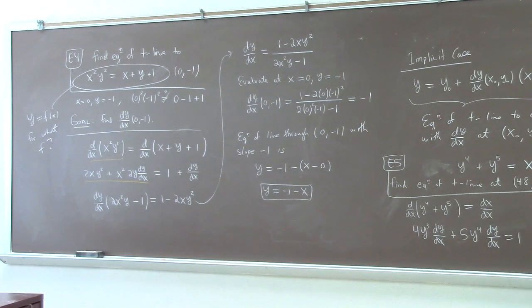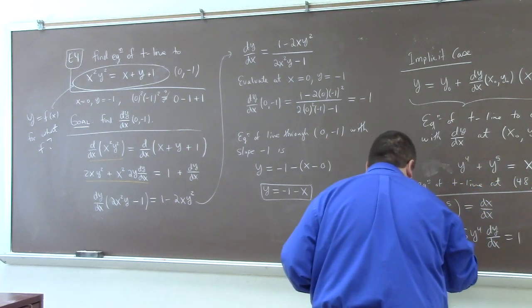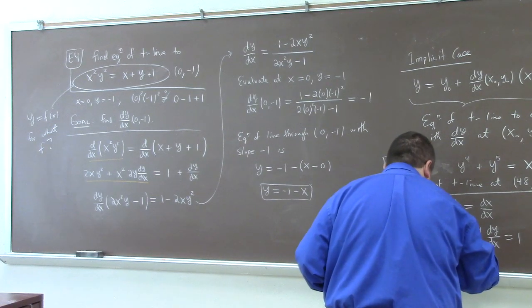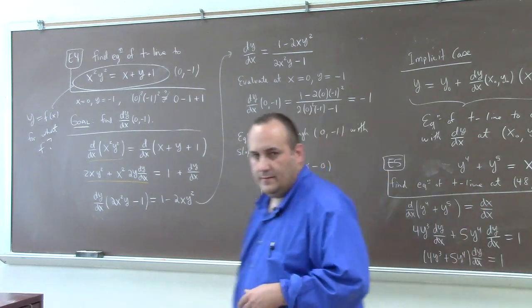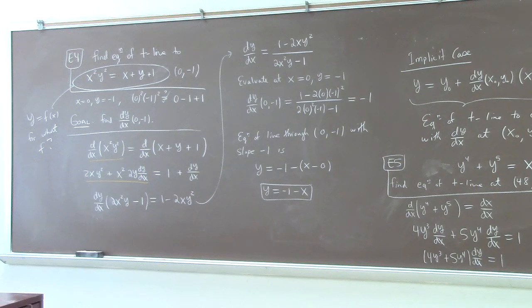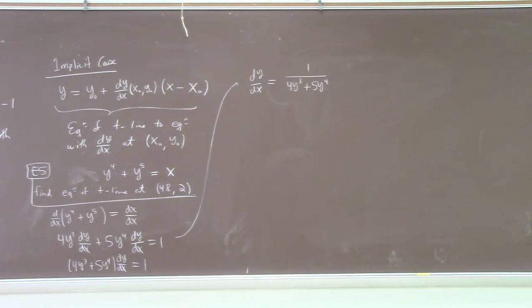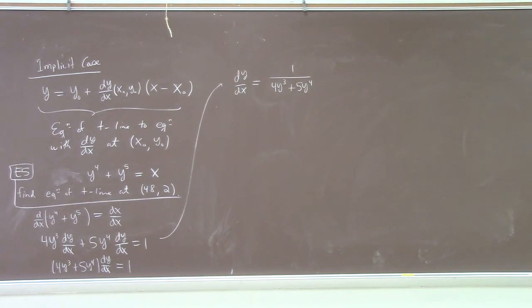So we solve for dy dx. What do we get? One divided by 4y cubed plus 5y to the 4th. Because I can factor out 4y cubed plus 5y to the 4th times dy dx, and that's equal to 1. Then I divide to the other side to solve for dy dx. So there we go.